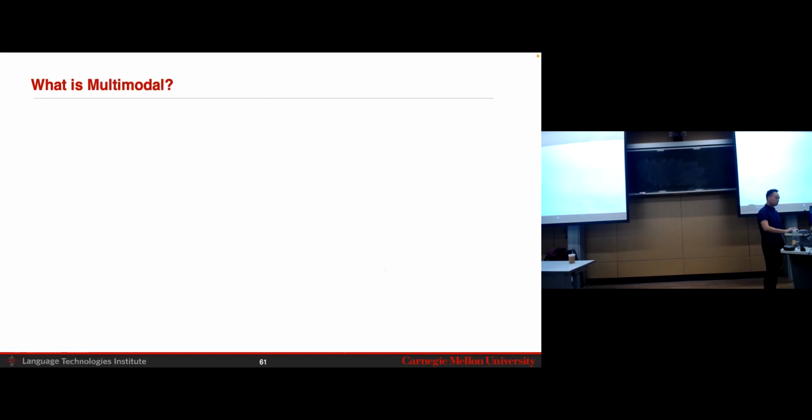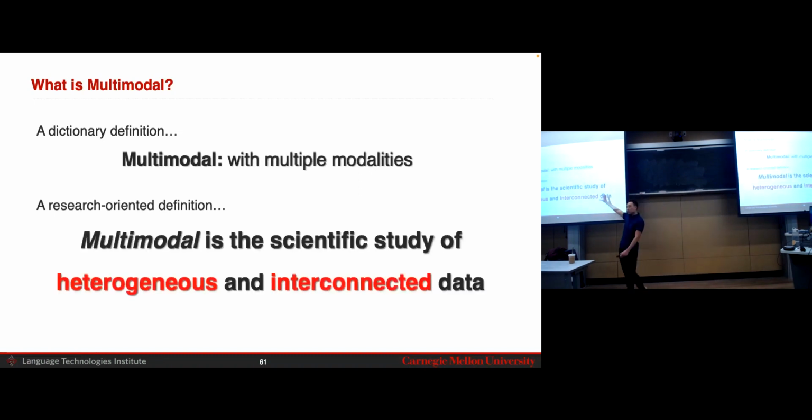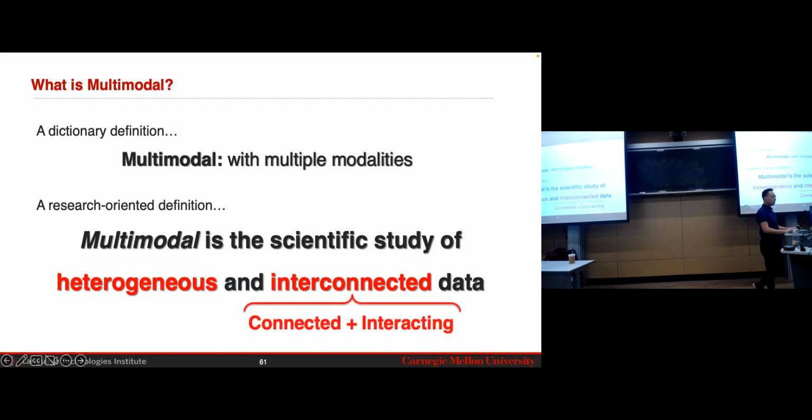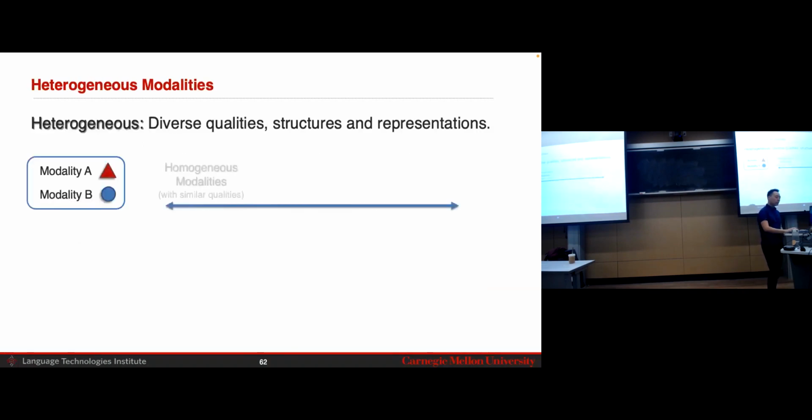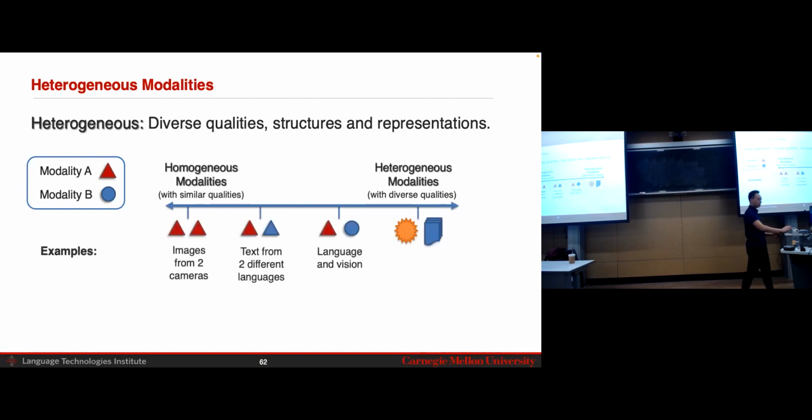So multimodal, therefore, is always a science of learning from multiple modalities. But from a more research-oriented perspective, it is a scientific study of modalities that are different from each other and therefore heterogeneous, and also interconnected with each other. So you want to learn from both. Interconnected has 2 parts. Connected, which is how much two modalities share information or have unique information, and also interacting, when there's a label or representation or output that you want to be involved in. We saw heterogeneity as a spectrum, from more homogeneous modalities with similar qualities to more heterogeneous modalities with different qualities.